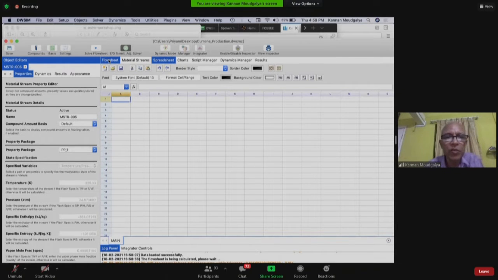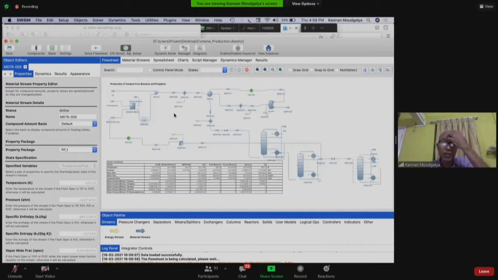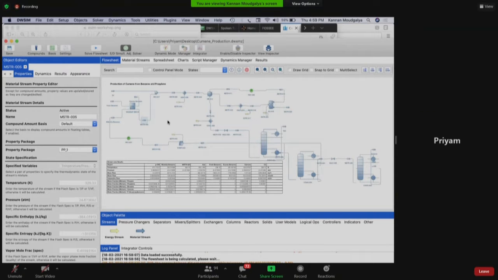Of course, things could be slightly different on a Mac. I'm using a Mac, so it may be slightly different in a Windows system. So you can get all the information here. Priyam, why is it not coming in the spreadsheet? Do you know? Yes, so just click on material streams.